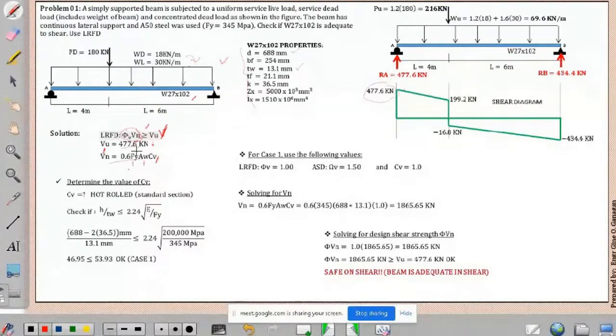So let's start with case 1, that is for the standard section, W, an I shape. So we start with case 1. In case 1, we have to check if our width thickness ratio, H over TW, is less than 2.24 times the square root of E over FY. So substituting this value, since all of these are given in our problem, we just substitute them.